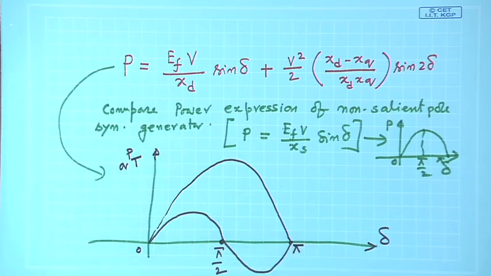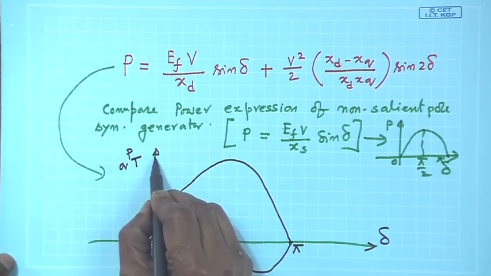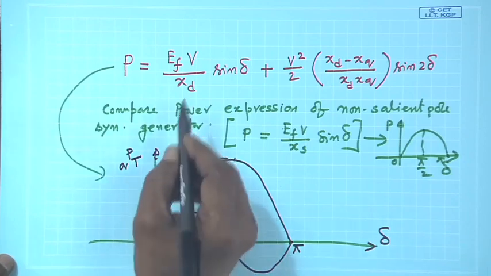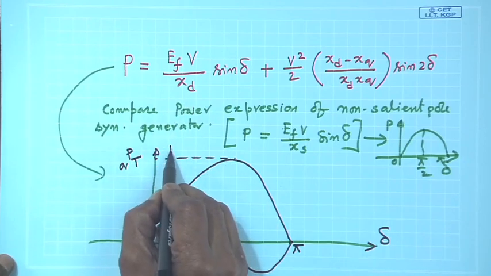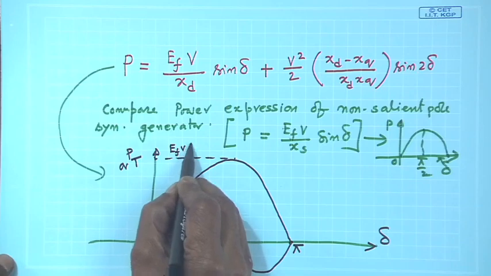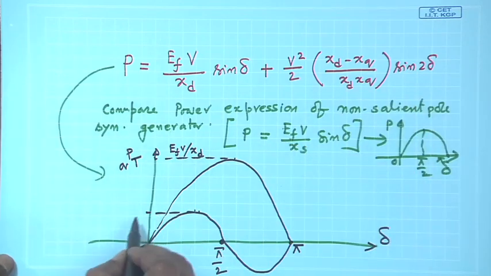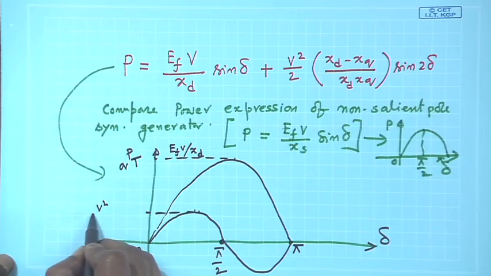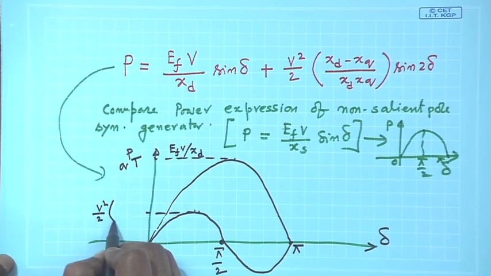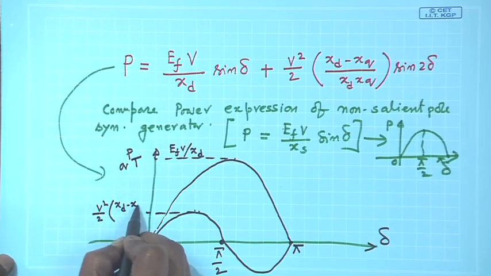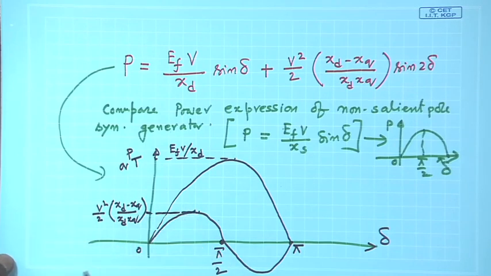Okay. Now, the question is, what is this maximum value? This maximum value depends upon EF V by xd. And what is the maximum value of the sin 2 delta term? It will be V square by 2 into (xd minus xq) by xd xq, is it not? This will be the maximum value.